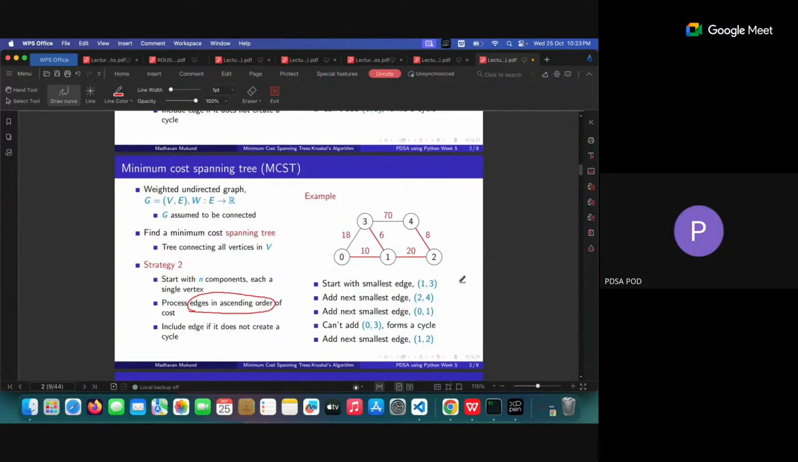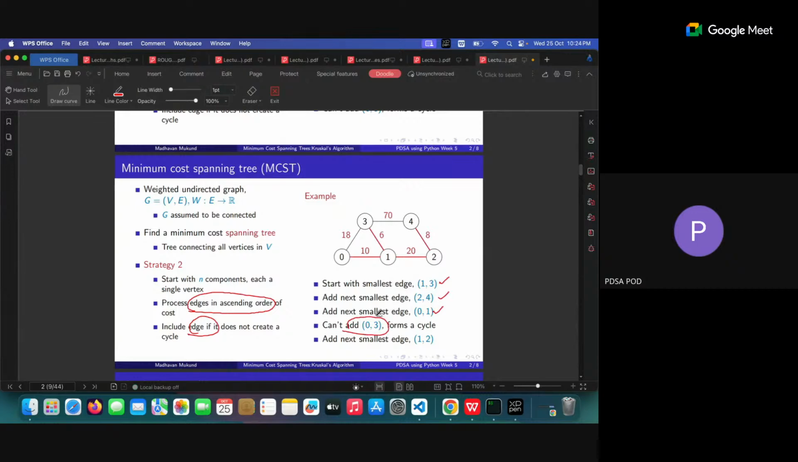The smallest one to start is 1, 3. The next smallest is 2 and 4. Next smallest is 0 and 1. But we cannot add 0 and 3 because it forms a cycle. We don't add it; 18 is not going to be added. So first 1 and 3, then 2 and 4, then 0 and 1. Next smallest is 1 and 2. So we include an edge only if it does not create a cycle, like we are not including 0 and 3.